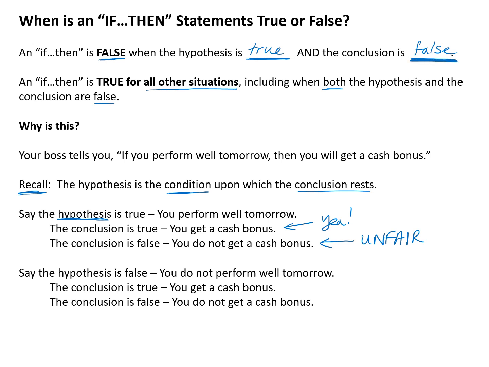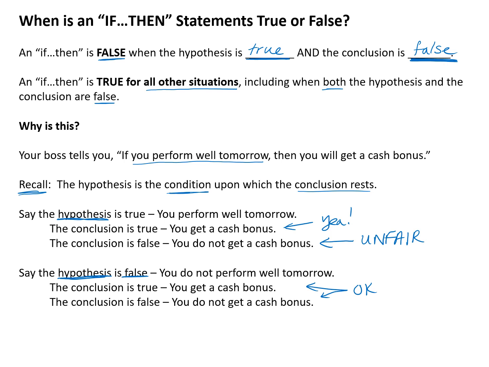Now let's look at the other thing that can happen in this scenario: the original hypothesis, the if part, is false. So even though the original statement said you perform well tomorrow, let's say that's not correct. Say you do not perform well tomorrow. Well, the conclusion could be either that you get a cash bonus or you don't. Either way, you'd be okay with getting a cash bonus, right? You'd be just fine. Even if you don't perform well, but you get a cash bonus, you're like, hey, nice job, I got a cash bonus, even though I didn't perform well.